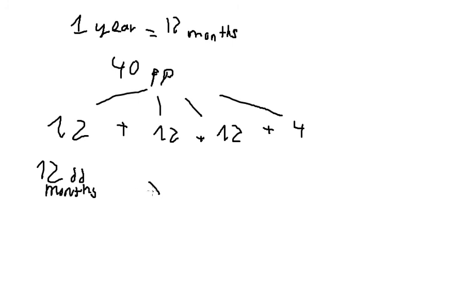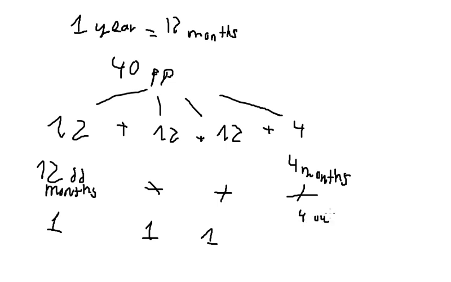Similar for this one, and this one. This is 4 months right now. So because we have 1 month in here, 1 month in here, and 1 month in here, this is about 4 out of 12 months.